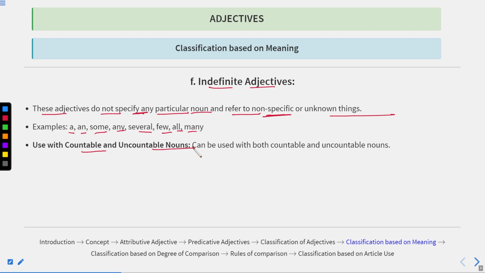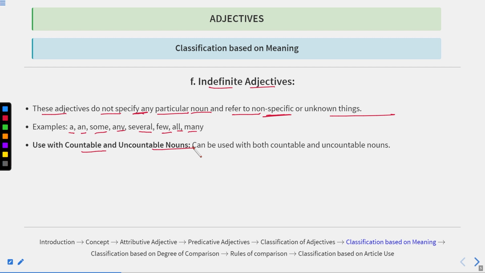Now, some of them can be used with uncountable nouns as well. For example, some is a word which can be used with countable as well as uncountable nouns. If I say some milk, that is also correct. Some food, that is also correct. And if I say some people, that is also correct. People are countable, so I can use some people.